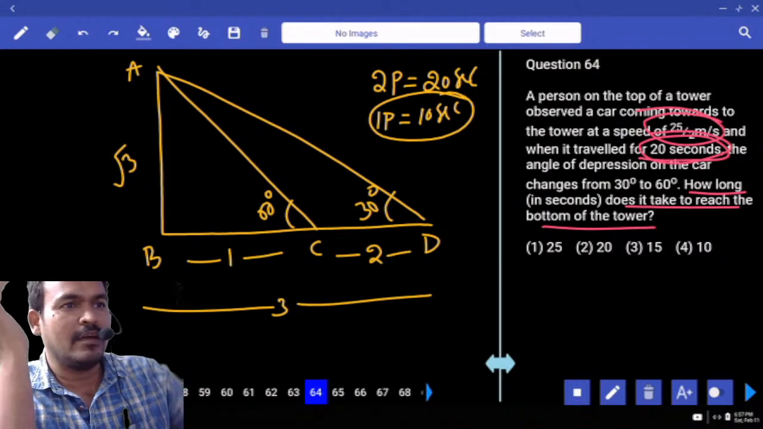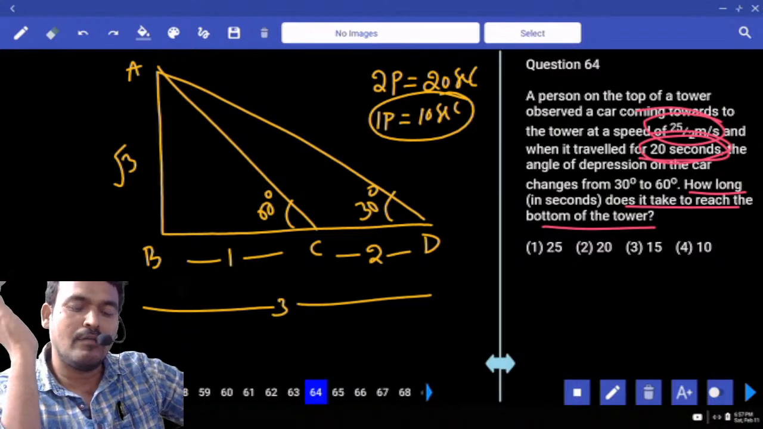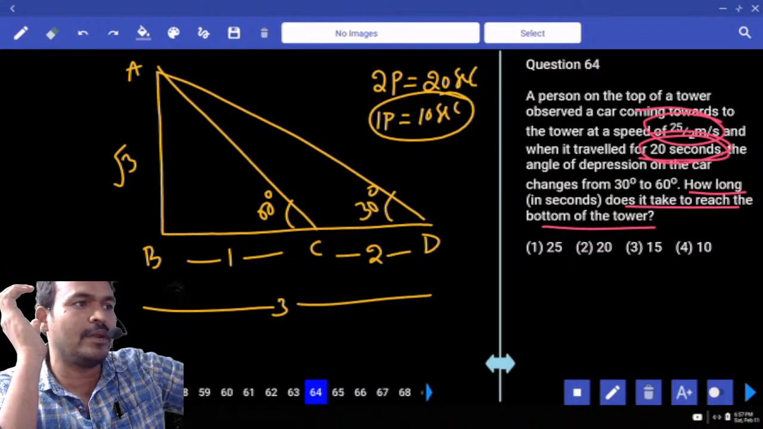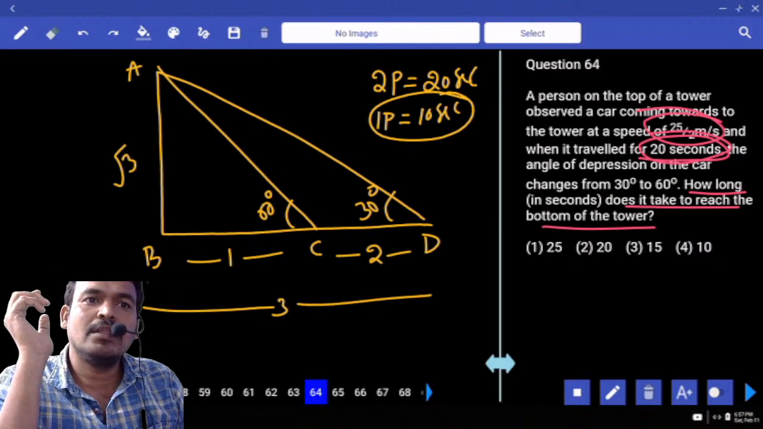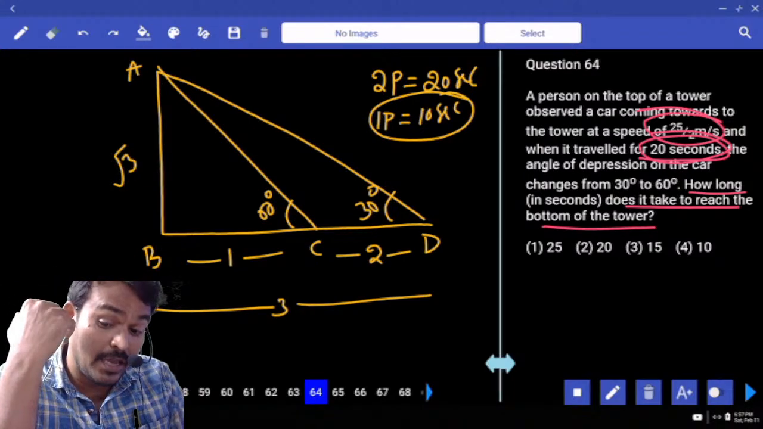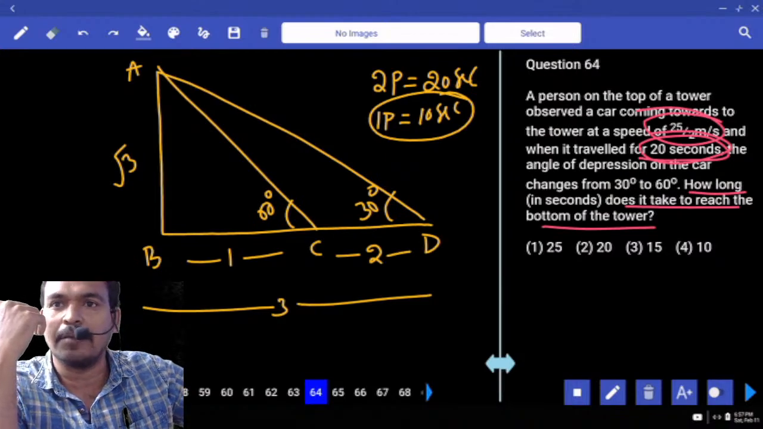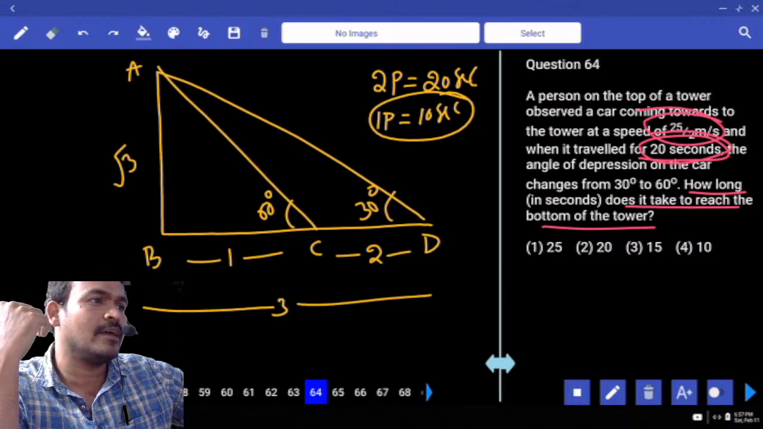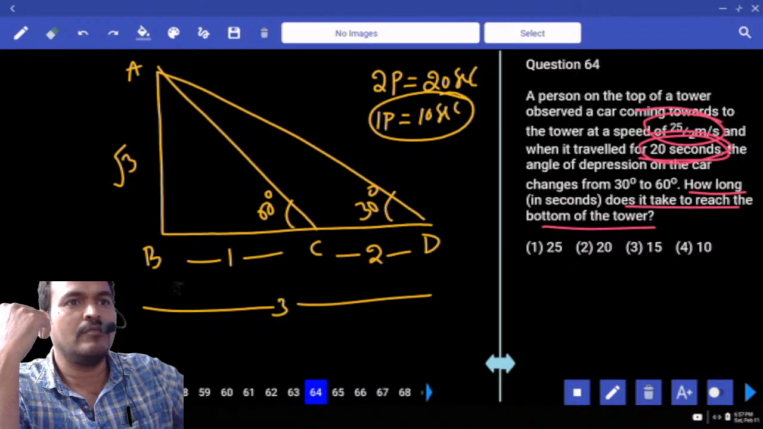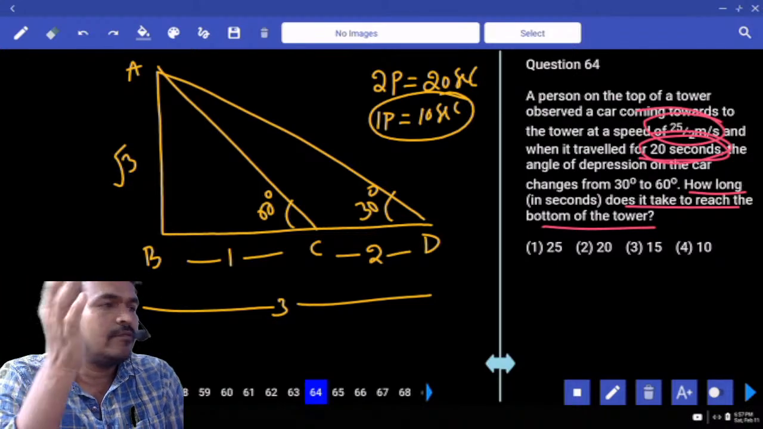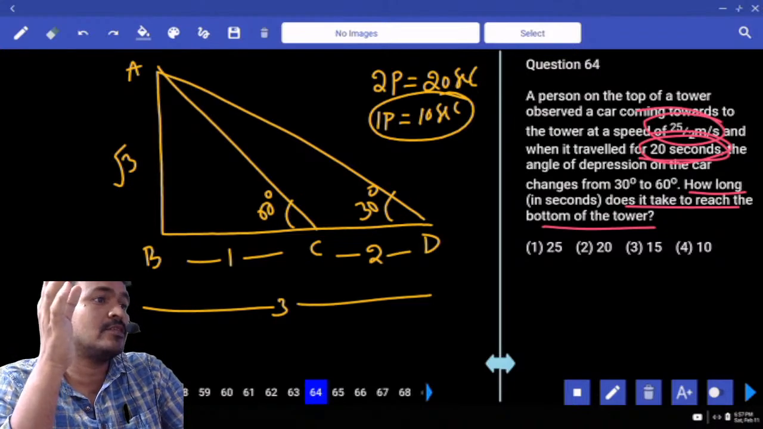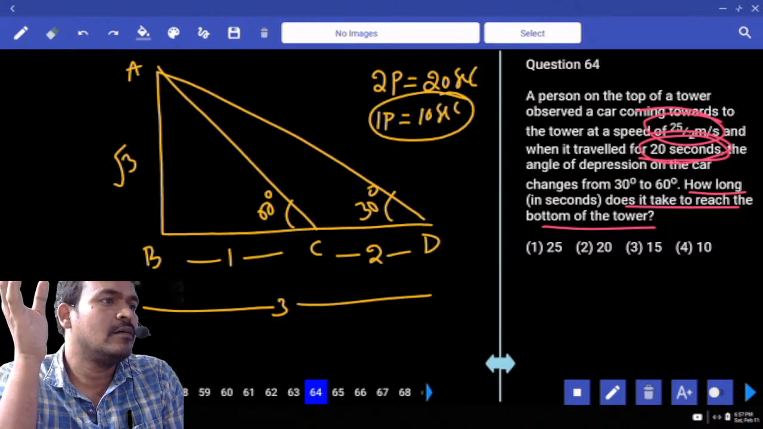What is the normal way? First, one right angle triangle is taken, ABD right angle triangle. Another one, ABC right angle triangle. In the ABD right angle triangle, tan 30. In the ABC right angle triangle, tan 60. Solving those values we get the BC value. Then from the BC distance and speed, we get the time.